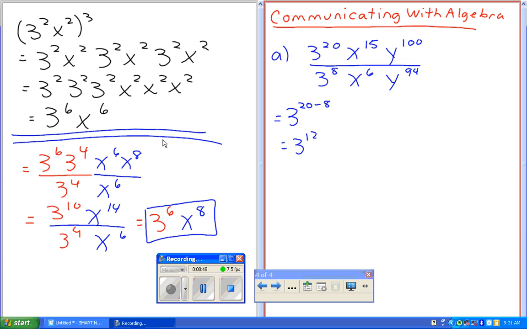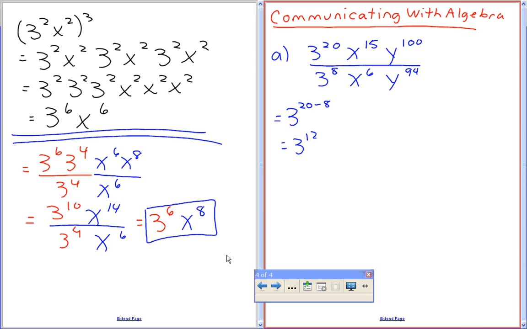Okay, let's keep going here. The x is just going to be 15 minus 6. Yeah, so all we did for this was 15 minus 6. There's 15 x's on the top and 6 in the denominator.